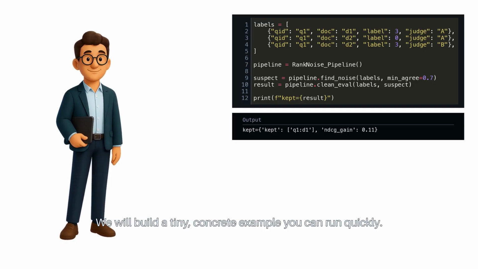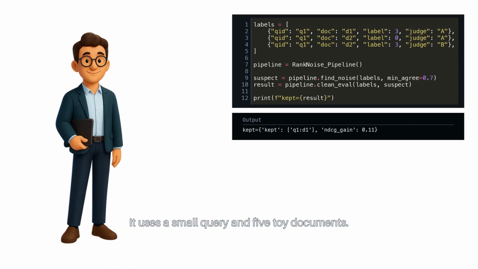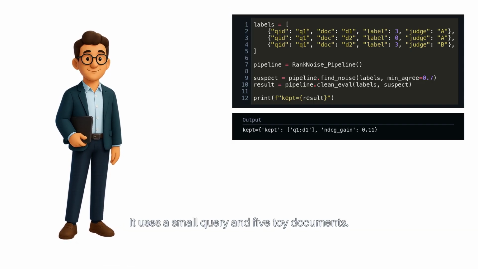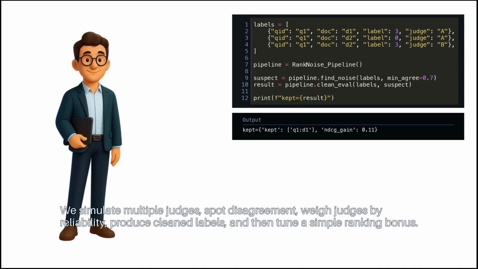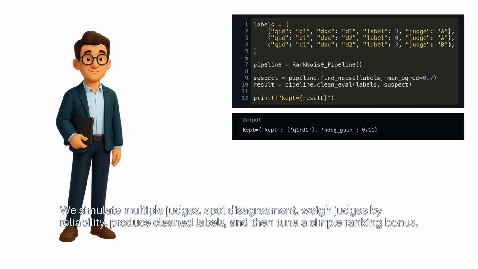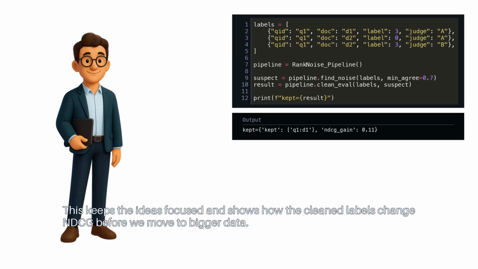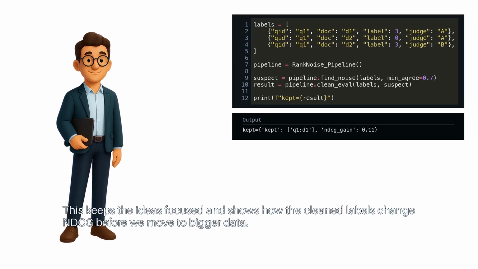We will build a tiny, concrete example you can run quickly. It uses a small query and 5 toy documents. We simulate multiple judges, spot disagreement, weigh judges by reliability, produce cleaned labels, and then tune a simple ranking bonus. This keeps the ideas focused and shows how the cleaned labels change NDCG before we move to bigger data.